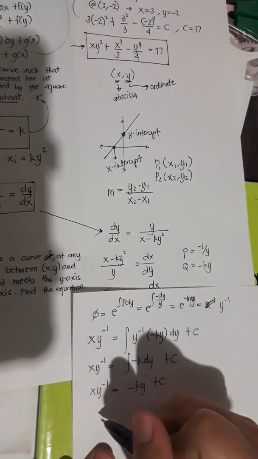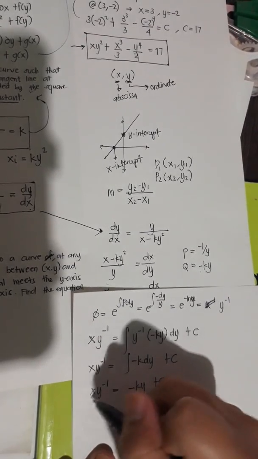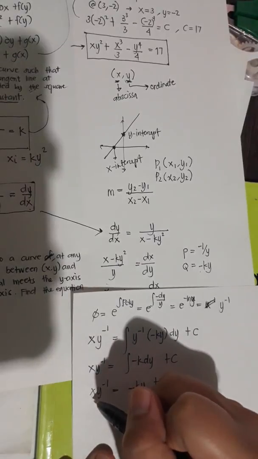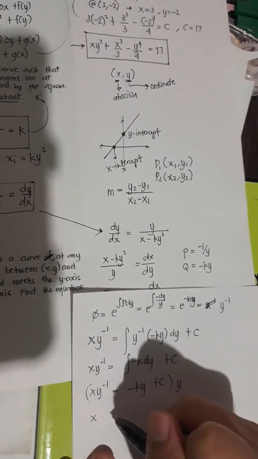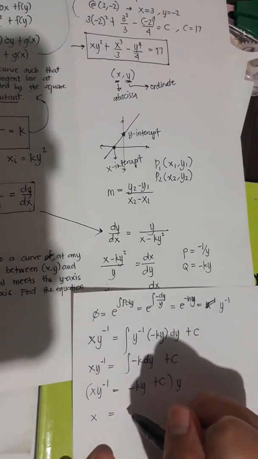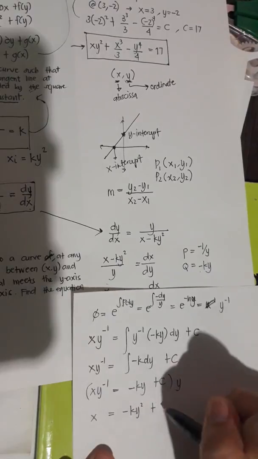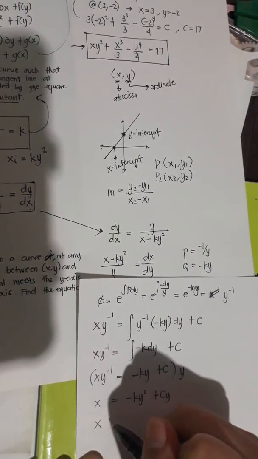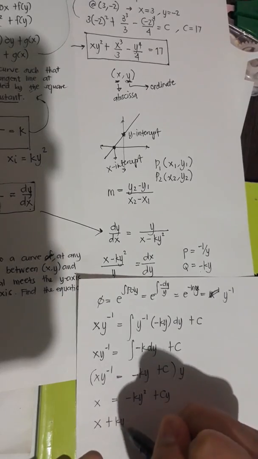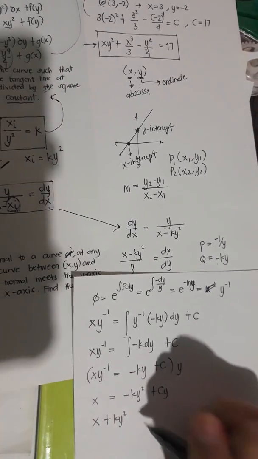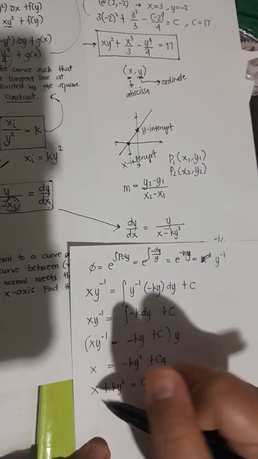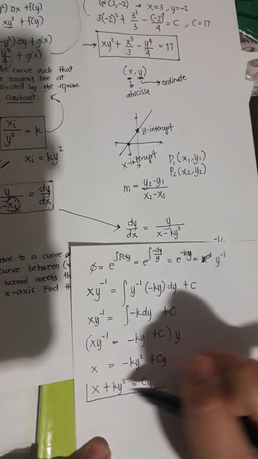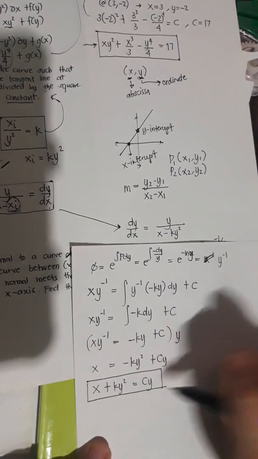Okay, and therefore, to simplify, we have to multiply everything by y, so that we'll have x equals negative ky squared plus cy, or we could have x plus ky squared equals cy. So this is now the equation of the curve being described in number 2.